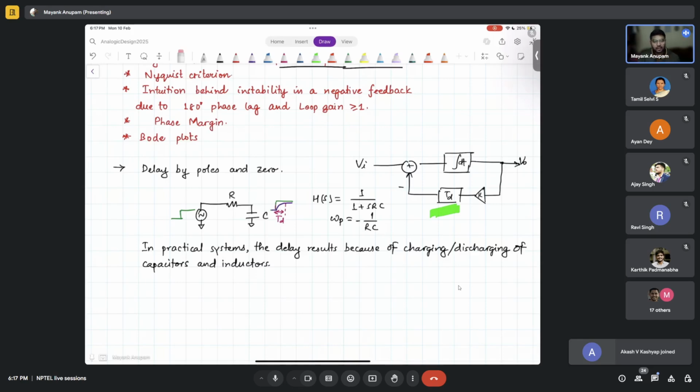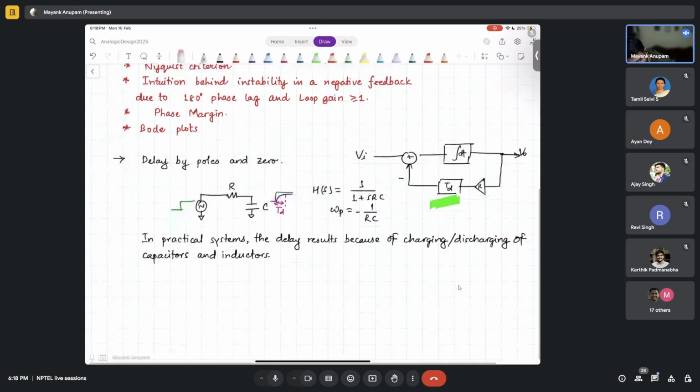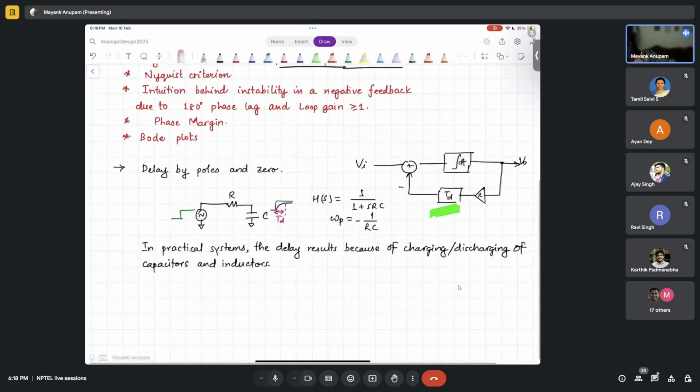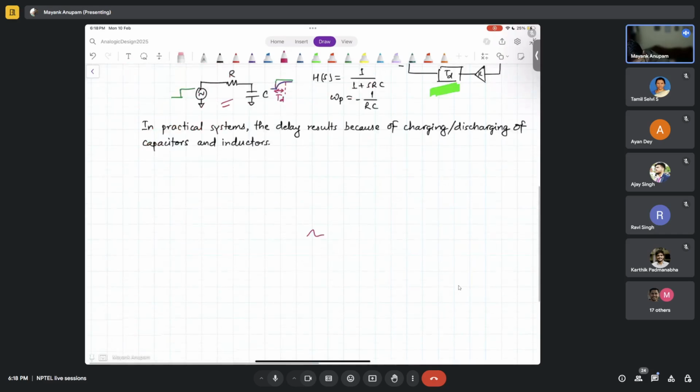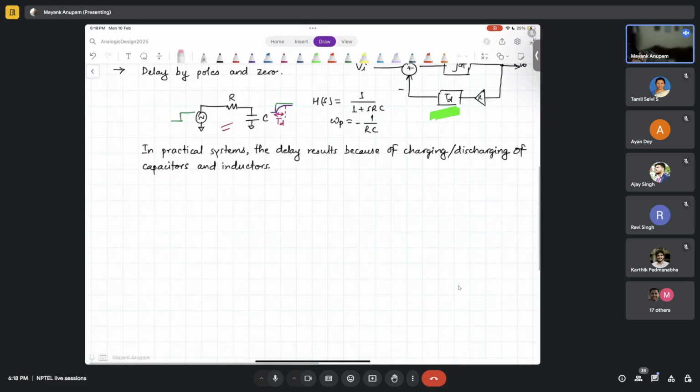But the delay that you will see practically in whatever design you take will come because of the finite time that it takes for the capacitors or the inductors to charge or discharge. Got it? This is not just for the capacitor, even for the inductor, you will have that same situation. That is, let's say you have an inductor here.